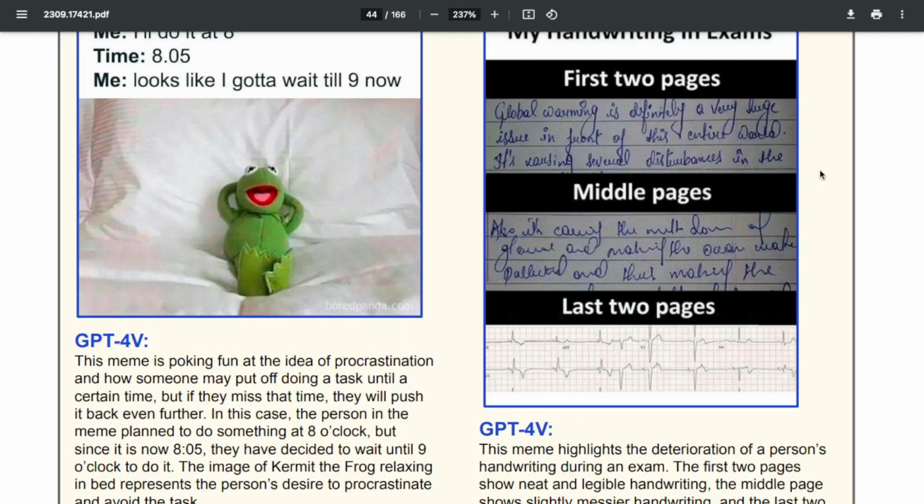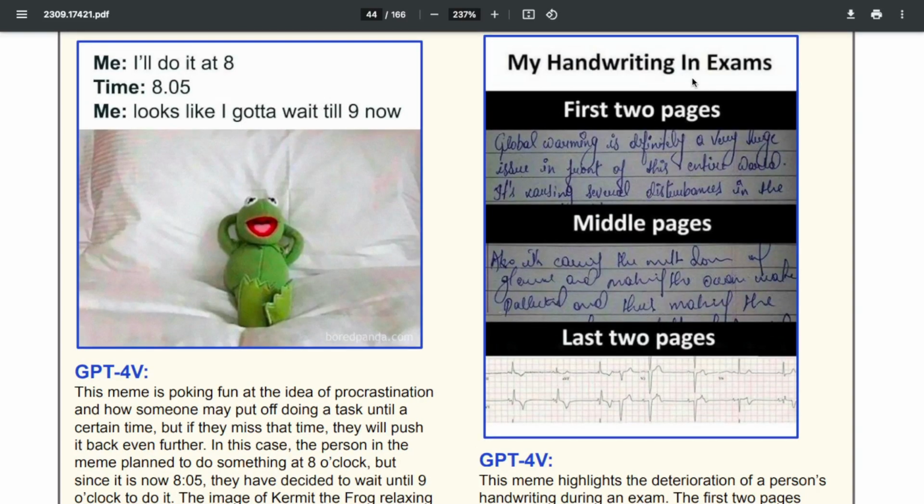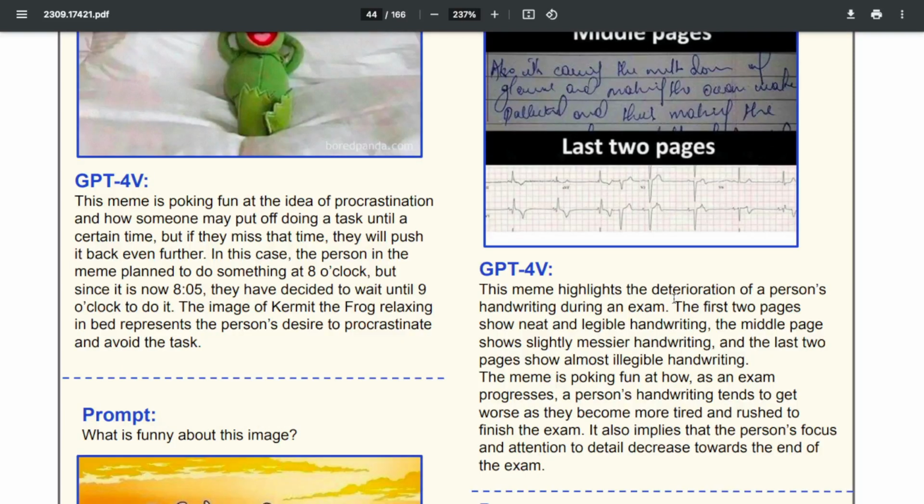Can you explain this meme? My handwriting in exams. First 2 pages. That got a chuckle out of me. Middle page. Last 2 pages. This is actually very, very funny. This meme highlights the deterioration of a person's handwriting during an exam. The first 2 pages show neat and legible writing. The middle page shows slightly messier handwriting, and the last 2 pages show almost illegible writing.